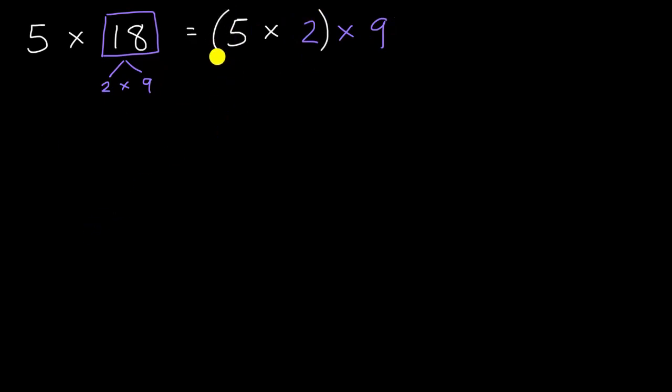Well, what is 5 times 2? That's pretty straightforward. That's going to be equal to 10. So this is going to be equal to 10 times 9. Now, 10 times 9 is a lot more straightforward for most of us than 5 times 18. 10 times 9 is equal to 90.